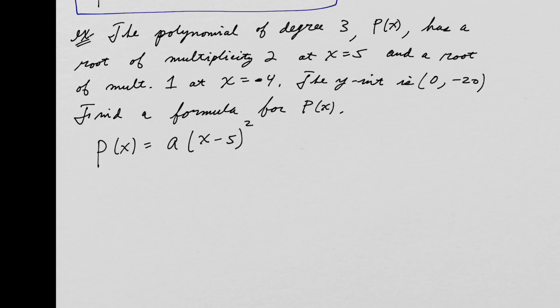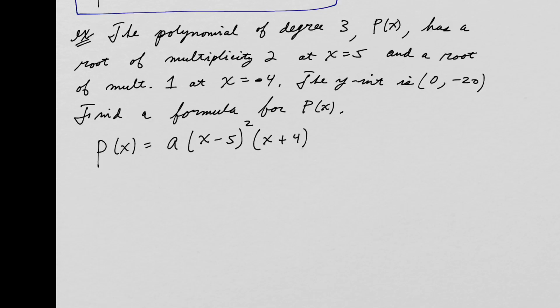And then I have a root of multiplicity 1 at x equals negative 4. So this factor has to be x minus a negative 4, but it's the same as x plus 4, right? Because if I set that equal to 0, I'm going to get the solution x equals negative 4. And multiplicity 1 means the exponent is a 1, so I don't really have to do anything else.